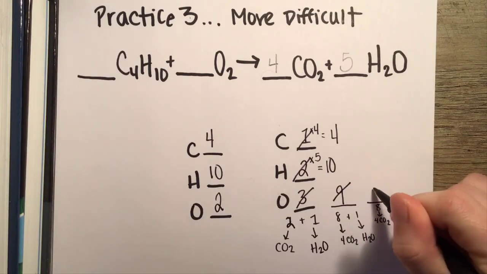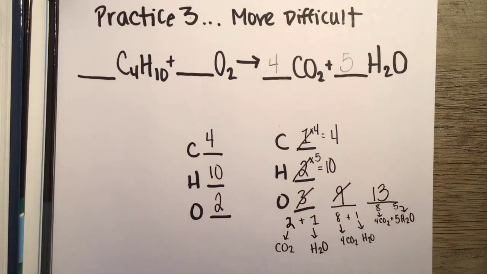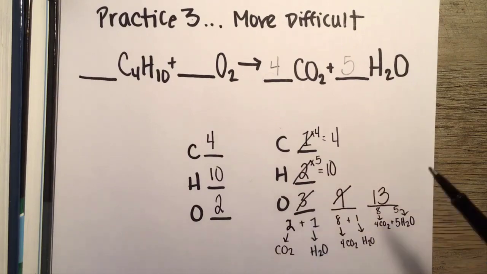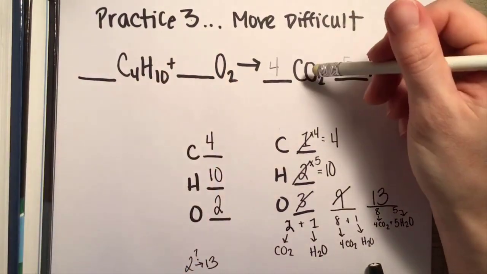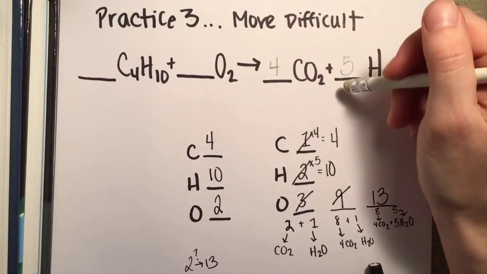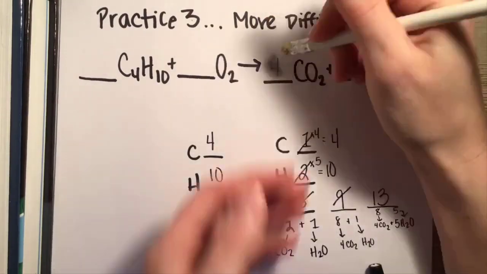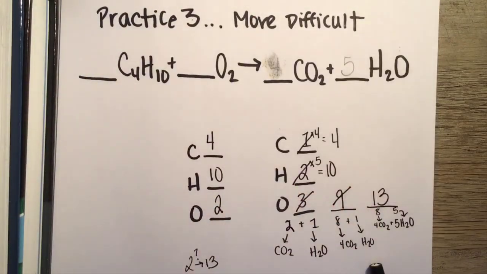Because 8 plus an odd number is 13. Here's why this is a problem, right? I can't multiply 2 by a whole number to get 13. A couple ways to solve this. I could multiply by a fraction, but then you have a fraction as a coefficient and it's kind of funky.